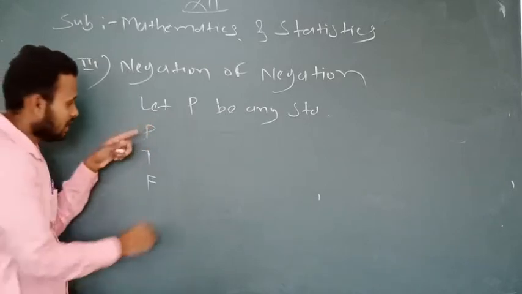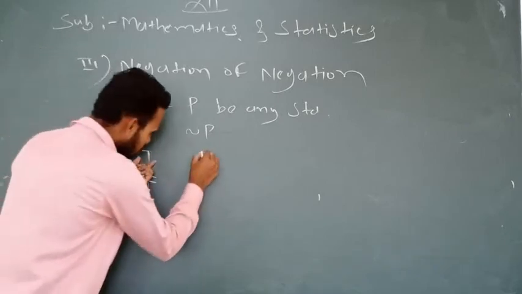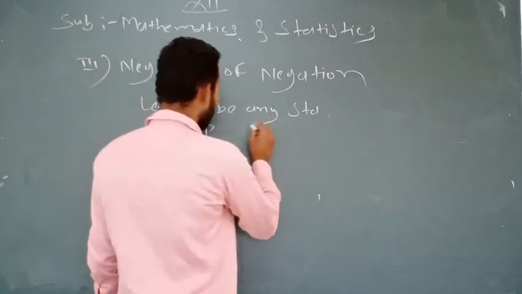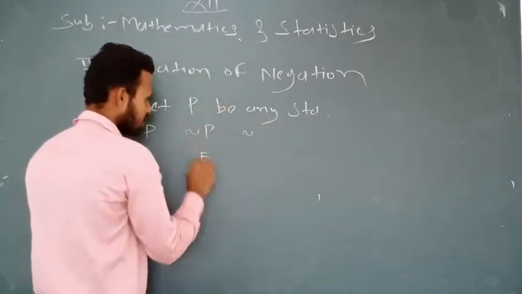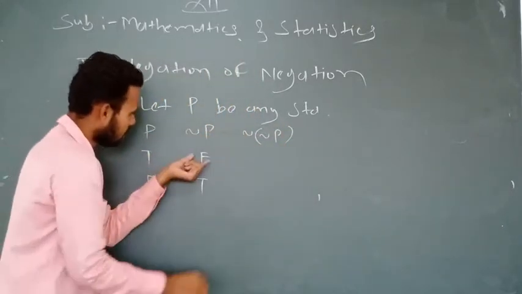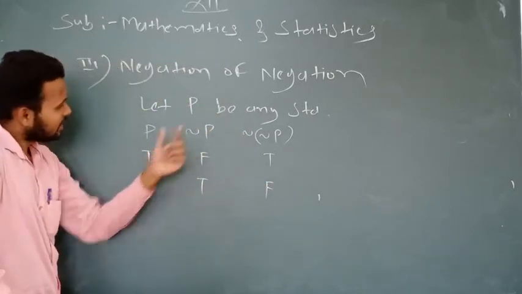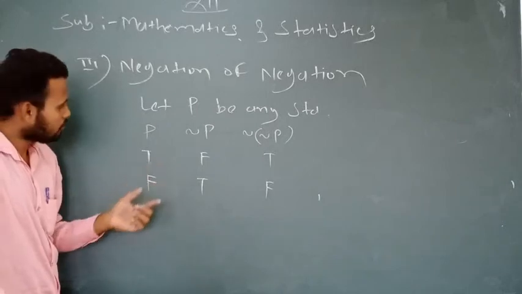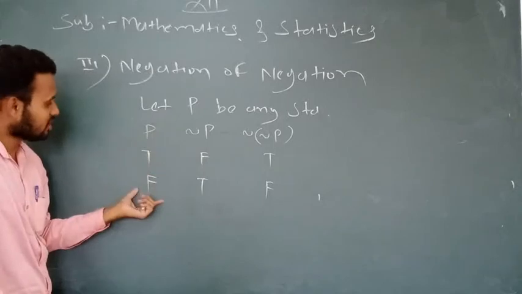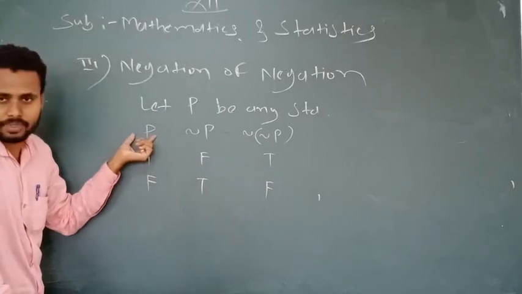Now if I take the negation of that statement P, the negation of T is F, and the negation of F is T. Again I take the negation of that negation, means the negation of negation of P. In place of F there is T, and in place of T there is F. In this truth table we observe that this column is the same as the original statement P. Means the negation of negation of P is the required statement P.